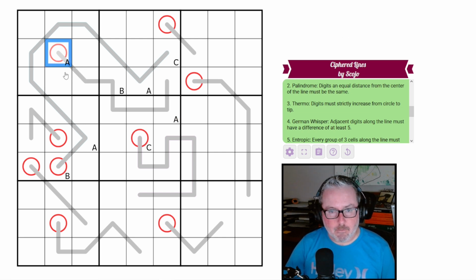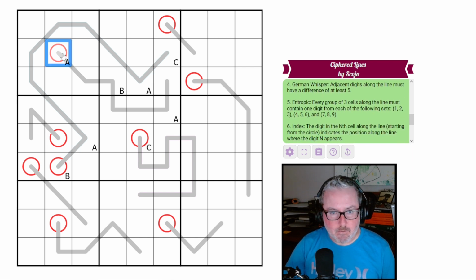Thermos. If this is a 3, then we must have the thermo at the bulb, and the digits would increase up to the tip. 4 will be German whisper. So if this is a 4, we must then have adjacent digits be 5 away from each other. So 4, whatever.